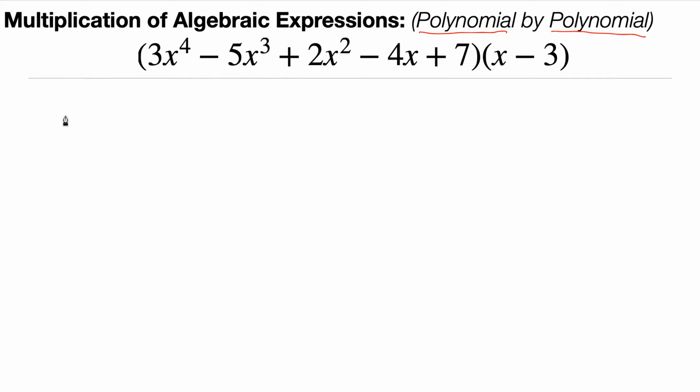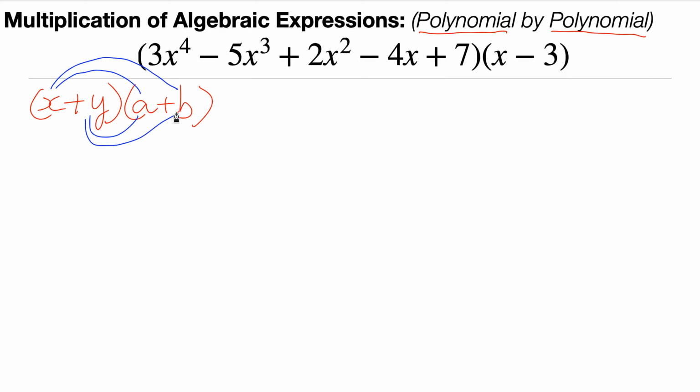A very simple example is the FOIL method. Say, for example, we have two binomials. That's a very short example. We have x plus y, and another, a plus b, and we're going to multiply this binomial by binomial. What will happen is the FOIL method. If you can remember, the FOIL method looks like this: first, outer, inner, and last. And this will be the same exact concept we're going to follow here.